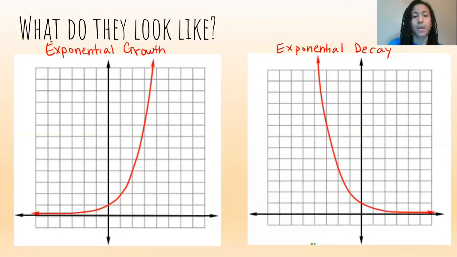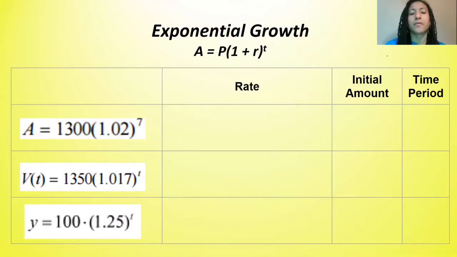Okay? All right, so the first set of problems that we're going to be focusing on represent exponential growth. Okay, so once again, the rule is A is equal to P times (1 plus R) to the T. All right, so remember, A represents your final amount, P represents your principal or your initial amount, R represents your rate, which is usually in percent, and then T is representing your time period.